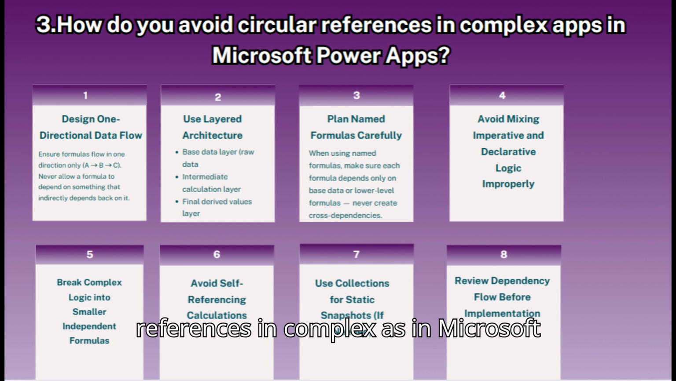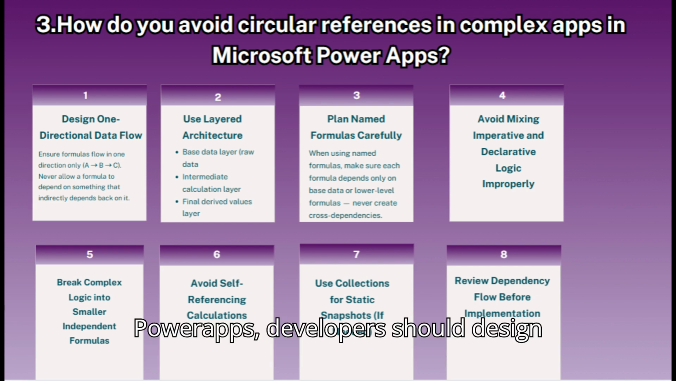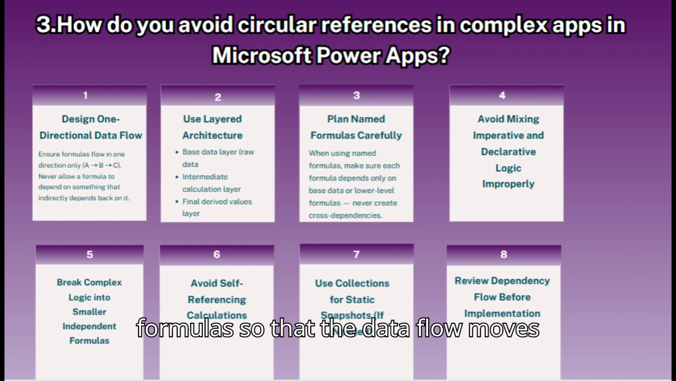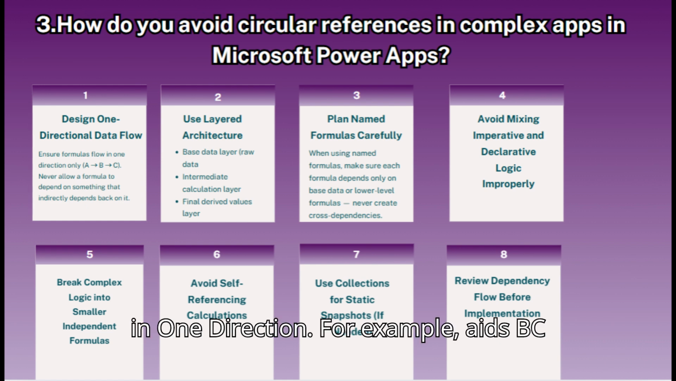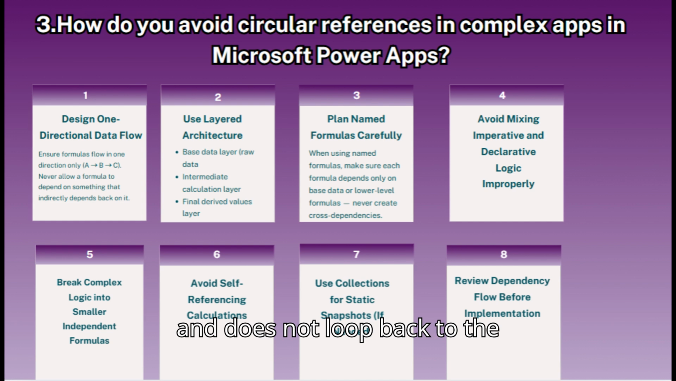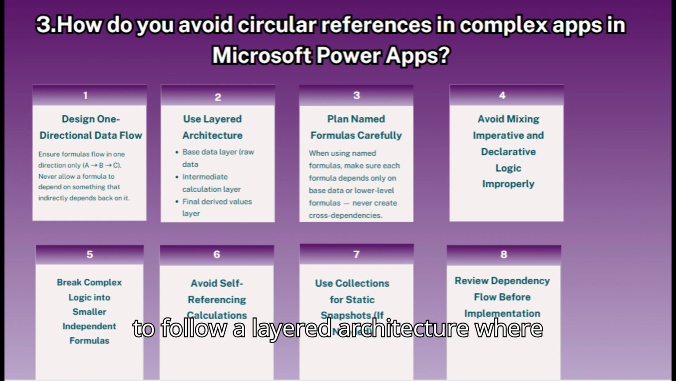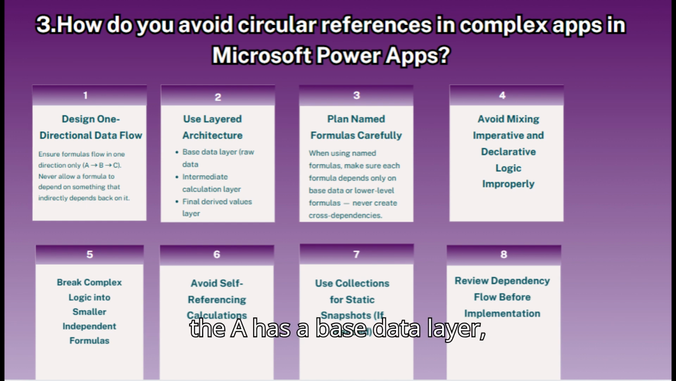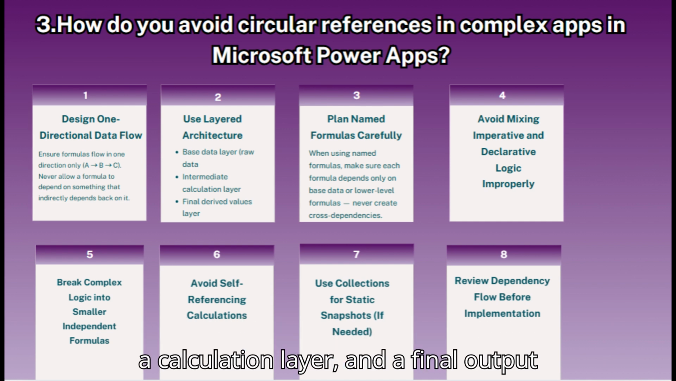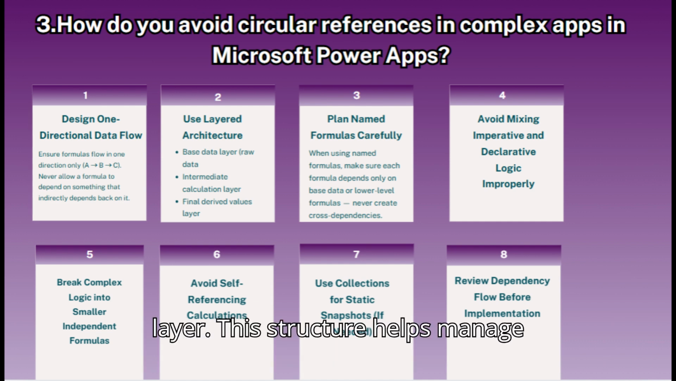Answer. To avoid circular references in complex apps in Microsoft Power Apps, developers should design formulas so that the data flow moves in one direction, for example, A to B to C, and does not loop back to the original formula. A good practice is to follow a layered architecture, where the app has a base data layer, a calculation layer, and a final output layer. This structure helps manage dependencies clearly.